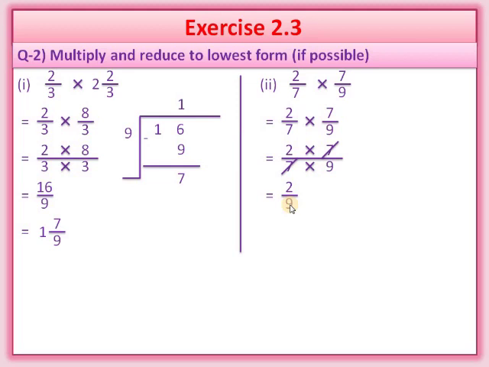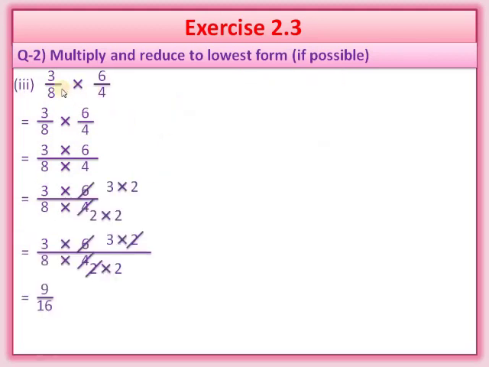Okay. Now we will move on to question number 3. 3 upon 8 multiplied by 6 upon 4, right? So 3 upon 8 multiplied by 6 upon 4, all are simple fractions. So we will multiply directly. The 3 multiplied by 6 upon 8 multiplied by 4. Okay. Here beta, can I write 3 multiplied by 2 instead of 6? 3 times 2 and 6 are both the same. Here I have written 2 multiplied by 2 instead of 4.